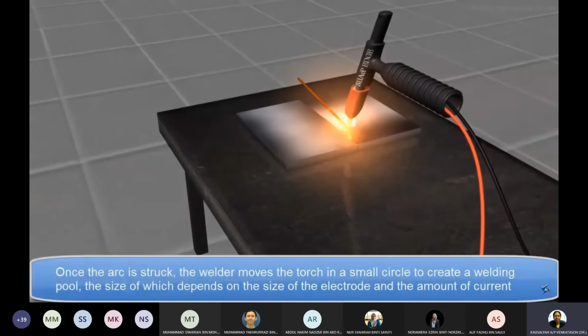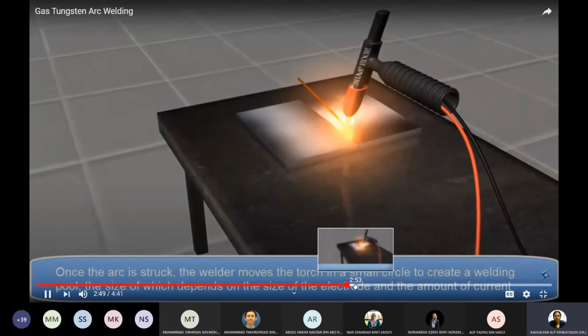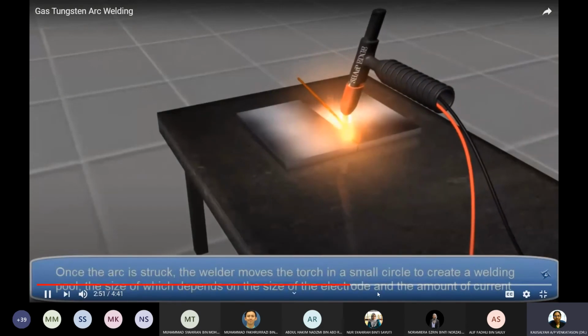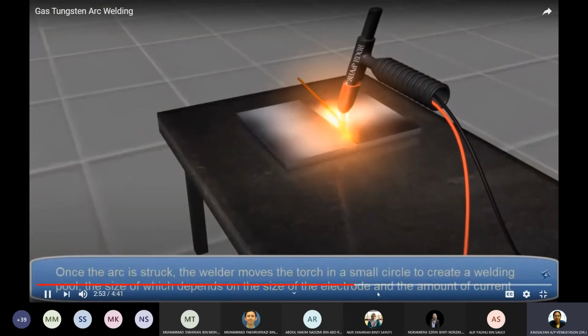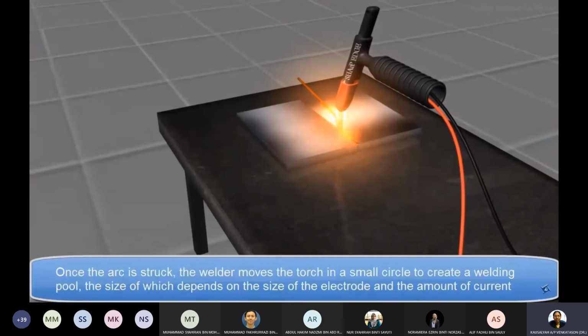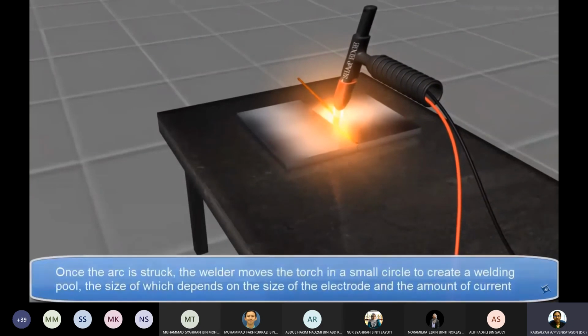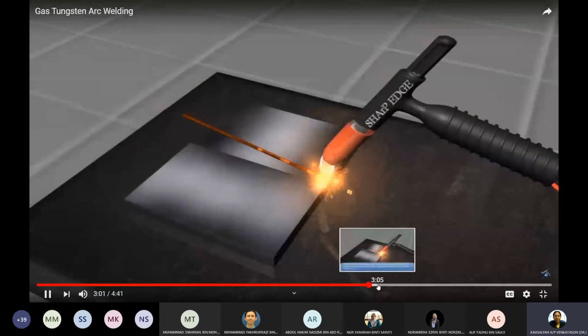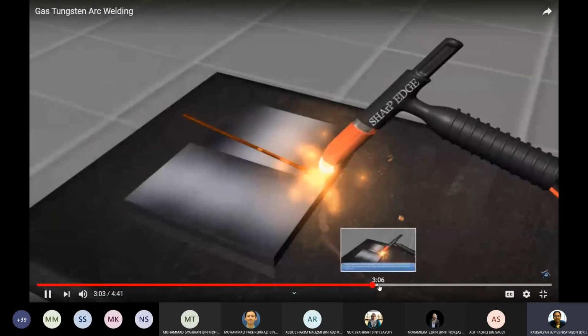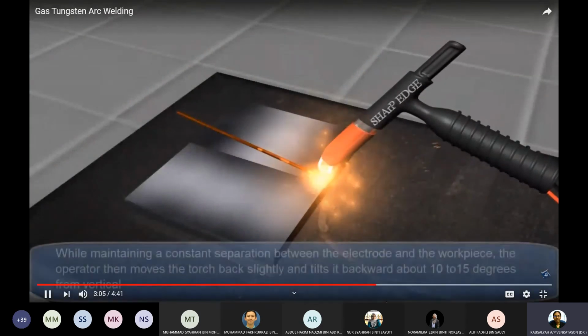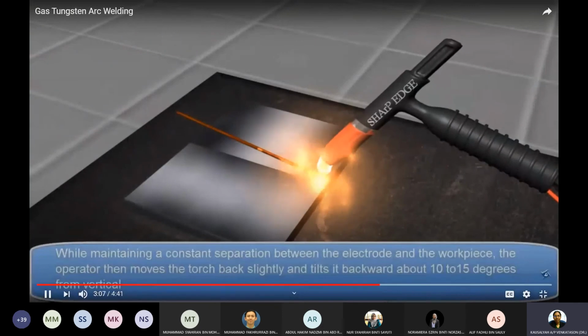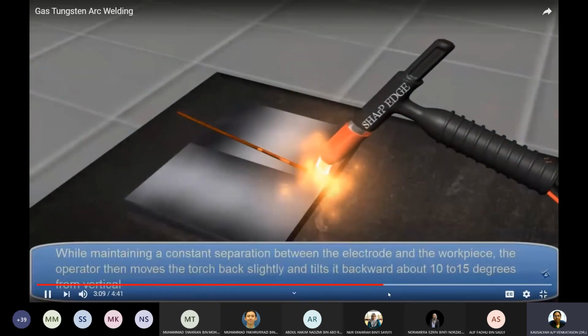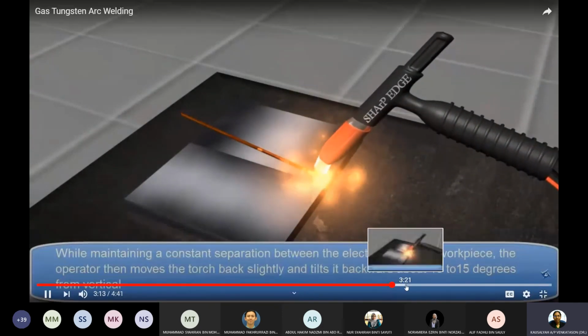Once the arc is struck, the welder moves the torch in a small circle to create a welding pool, the size of which depends on the size of the electrode and the amount of current, while maintaining a constant separation between the electrode and the workpiece. Okay, so these are the details.